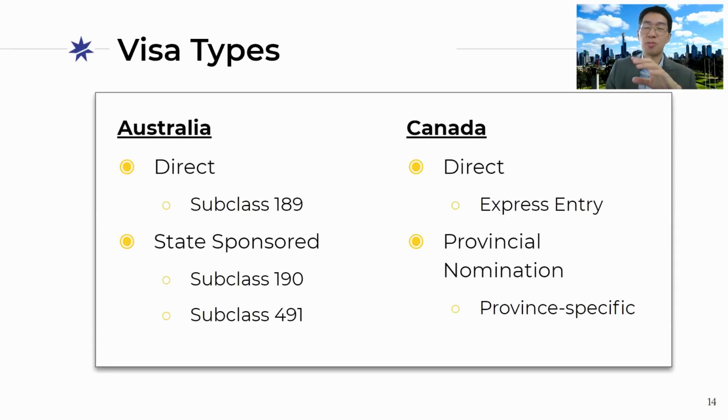If you've done any research, you probably would have seen this. Australia and Canada run different direct and state applications, which you can see here. Australia refers to them as visa numbers, so visa subclasses 189, 190, and 491. And Canada doesn't have any numbers, which you can see here. They have just the Express Entry and the provincial nomination programs, right?